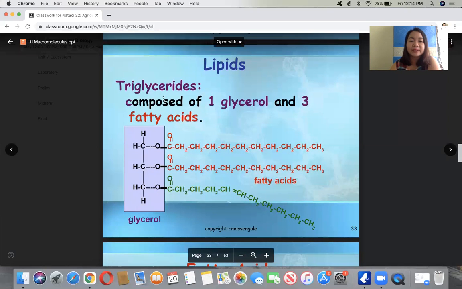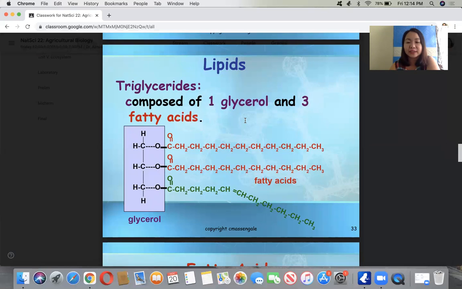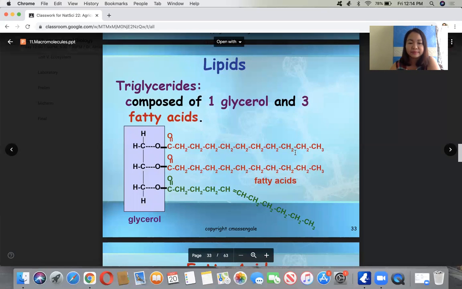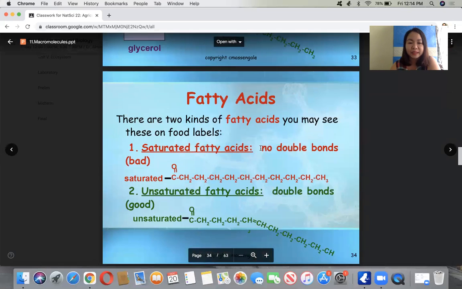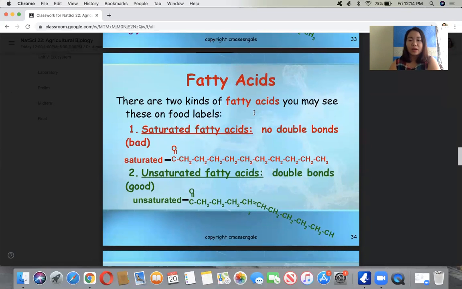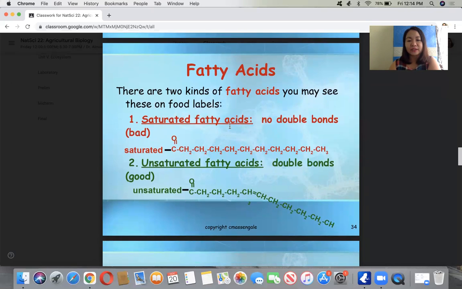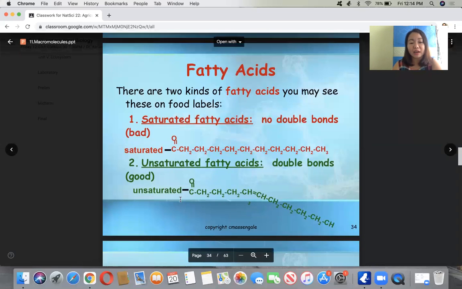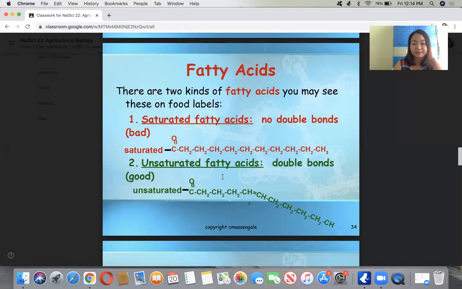So for an example of lipids, triglycerides are composed of 1 glycerol and 3 fatty acids, as shown on the structure figure here. Fatty acids are of 2 kinds, the saturated fatty acids and the unsaturated fatty acids. Saturated fatty acids don't have double bonds, and they are marked as bad, because they are so saturated, while unsaturated fatty acids have double bonds and are marked as good fatty acids.